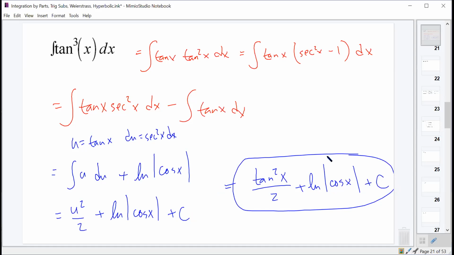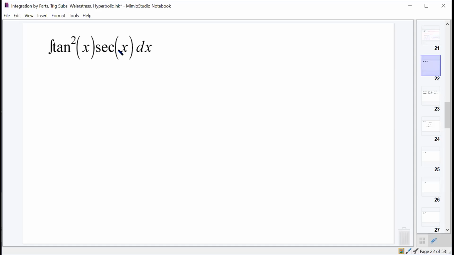Splendid. All right. Cool. We got just a couple more problems we're going to do, and then we will be done for the day. So let's take a look at this. The integral of tangent squared x secant x. Take a minute and think about what you might want to do with this one.